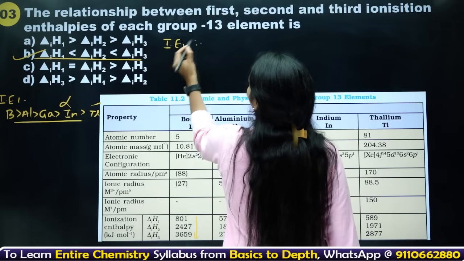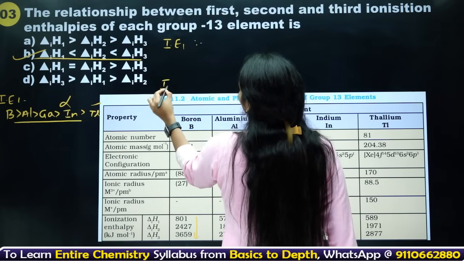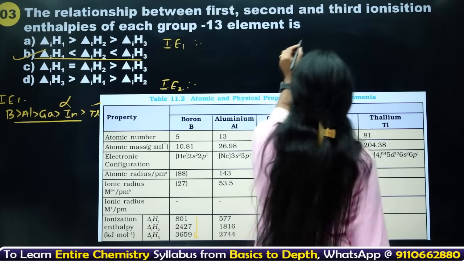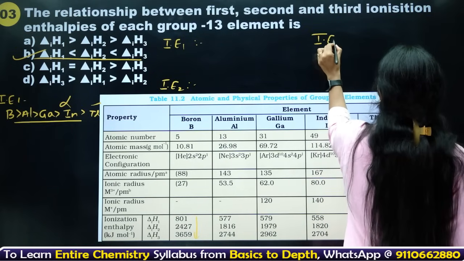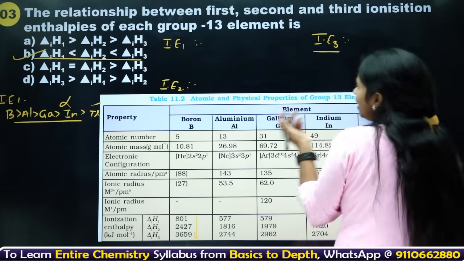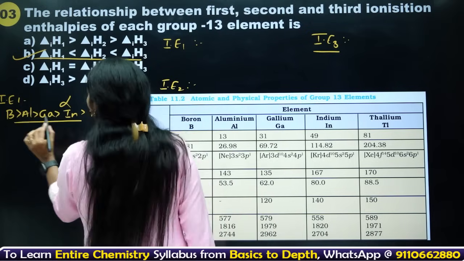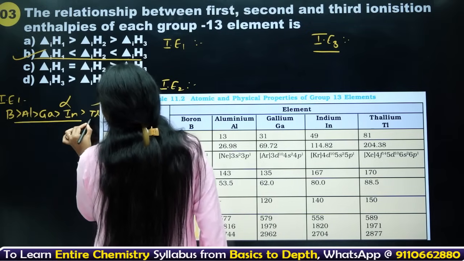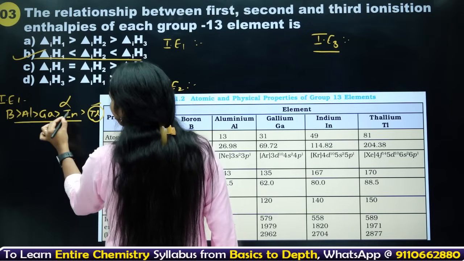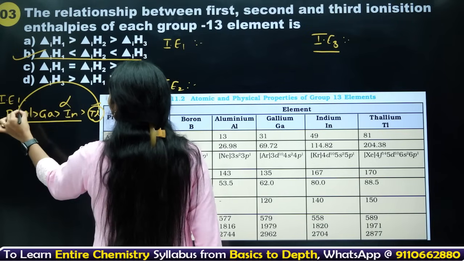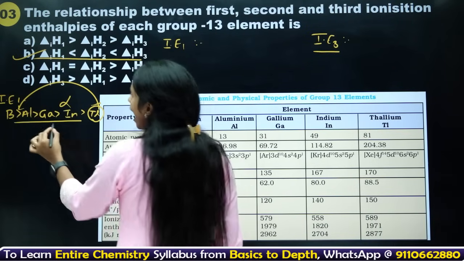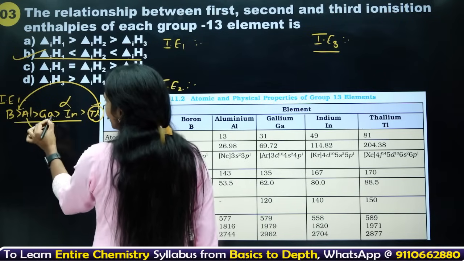IE1, IE2, IE3. Different trends. A simple tip I will tell you for the time being. Actually, this thallium is in position 1, 2, 3, 4, 5. Thallium comes to the second position. And aluminium and gallium, there is an exchange.